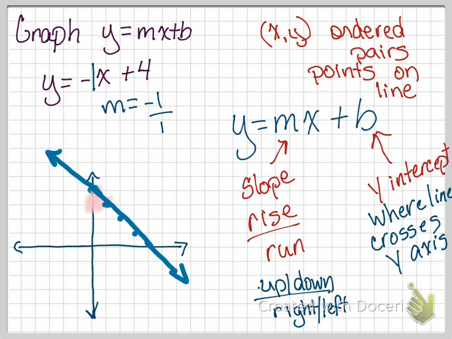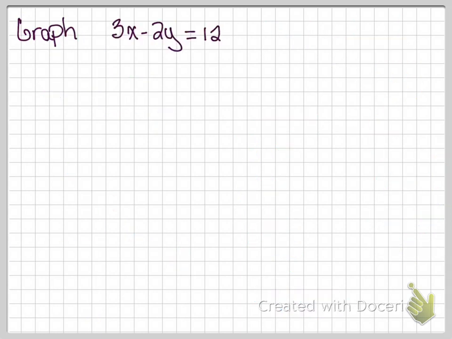Okay. This is probably the form of graphing that you remember. Now, what happens, though, when it's not in y equals mx plus b format. What if I have 3x minus 2y equals 12?